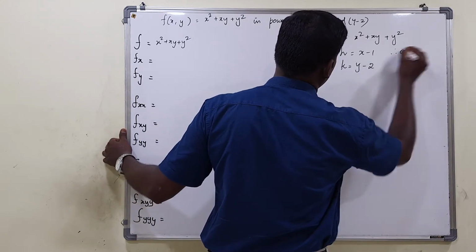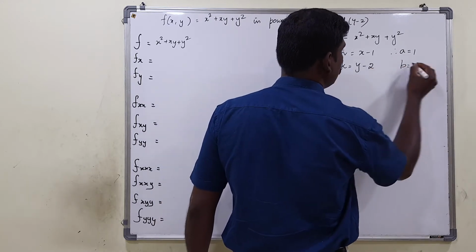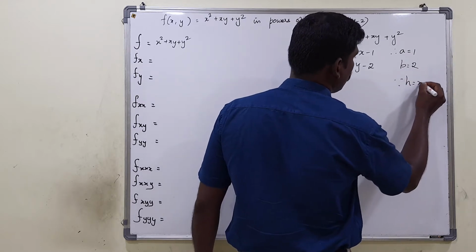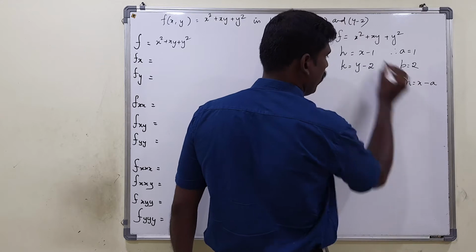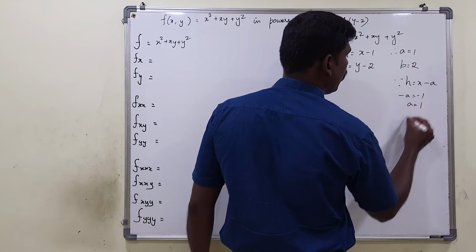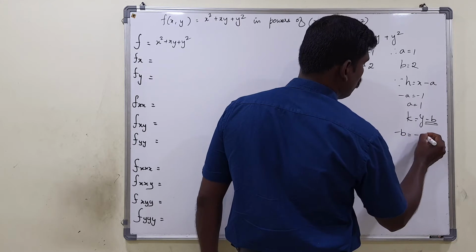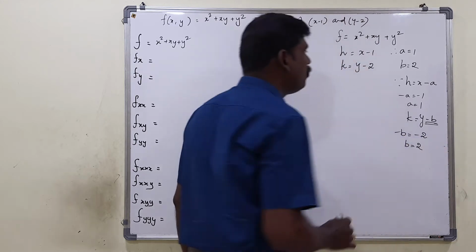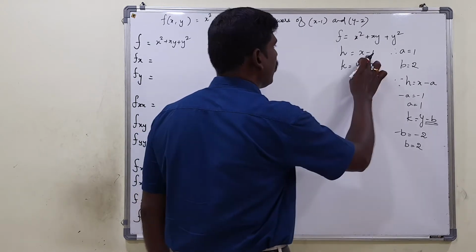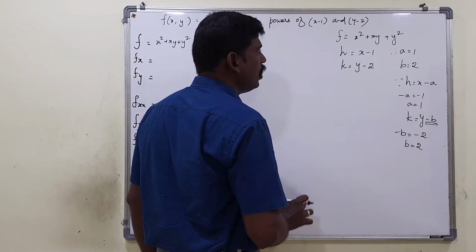Therefore, what is a? A is, except for the minus sign, 1. B is 2. Why? Because h is equal to x minus a, so minus a is equal to minus 1, and a is equal to 1. In the same way, k is equal to y minus b, so minus b is equal to minus 2, and b is equal to 2. Simply you have to take the negative of the value next to x and y. So minus 1 gives a equal to plus 1, and minus 2 gives b equal to 2.